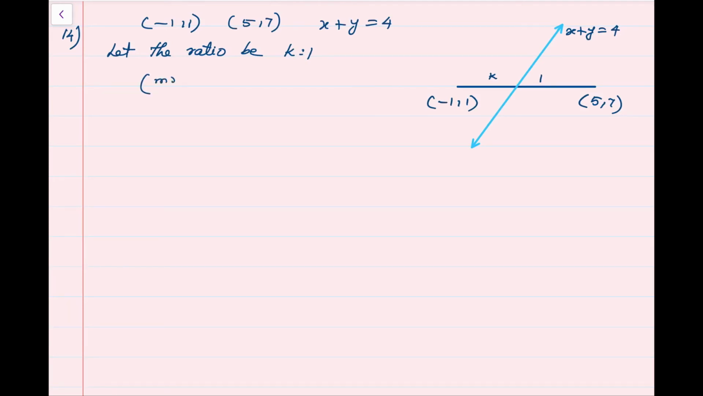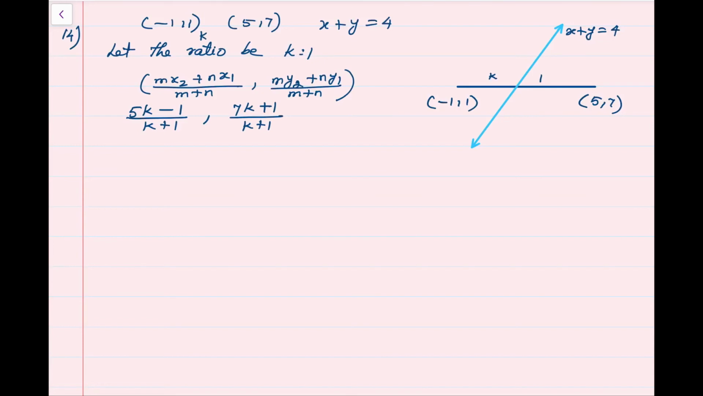The formula is (m x2 + n x1) divided by (m + n), and the y coordinate is (m y2 + n y1) divided by (m + n). Therefore, we get (5k - 1) divided by (k + 1), and the y coordinate is (7k + 1) divided by (k + 1). The ratio is k is to 1.